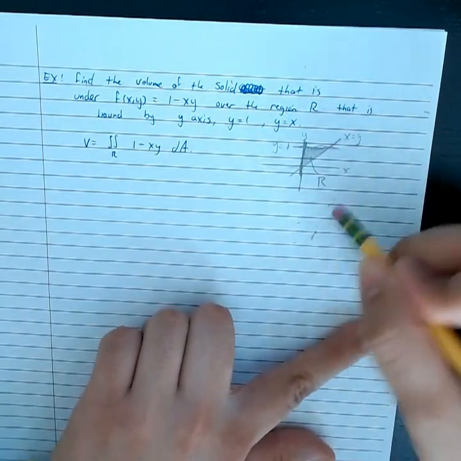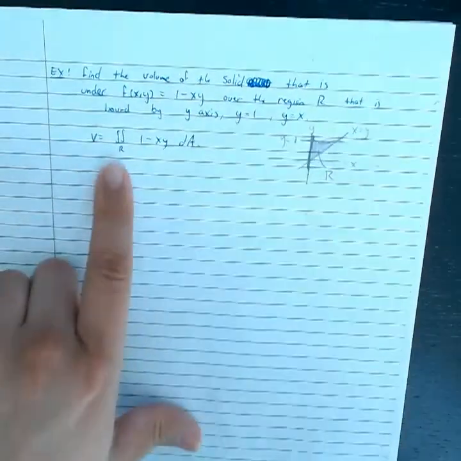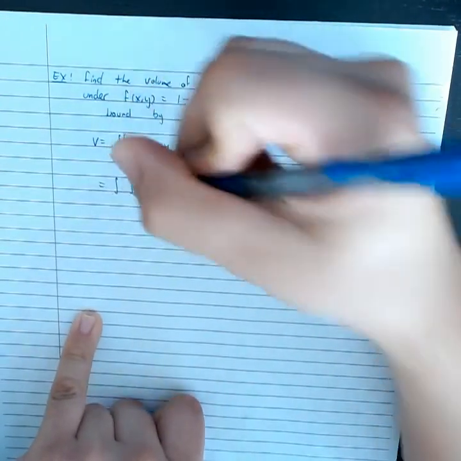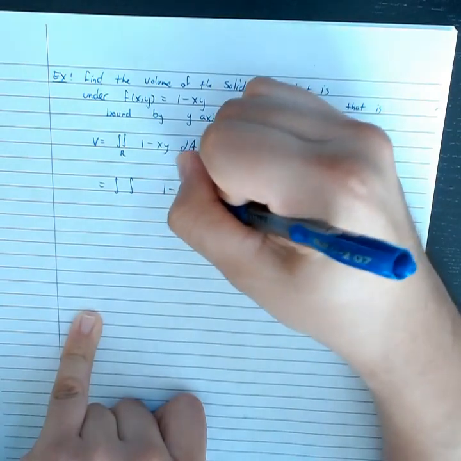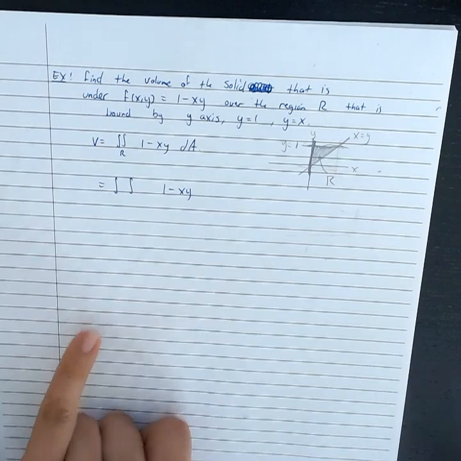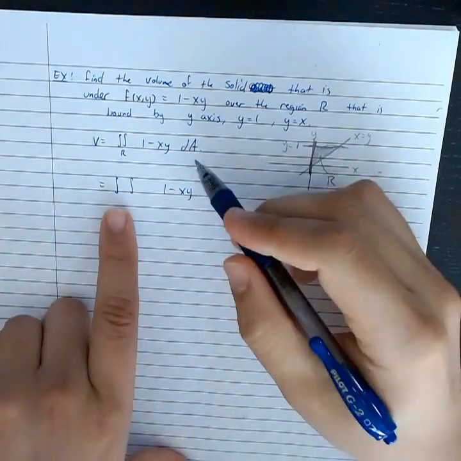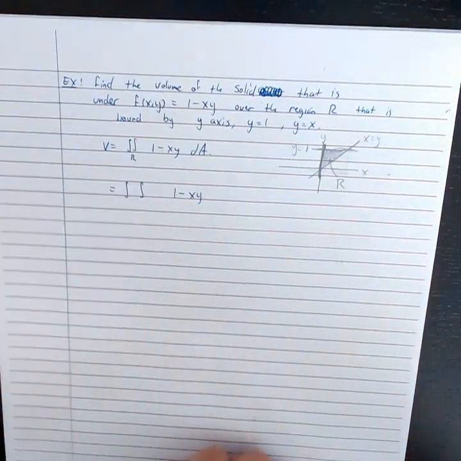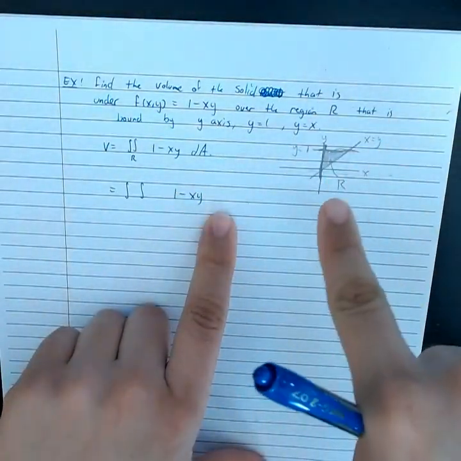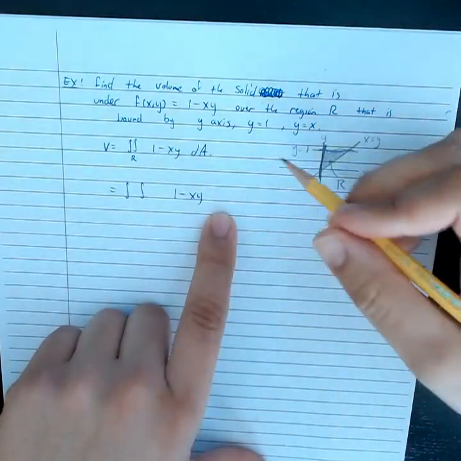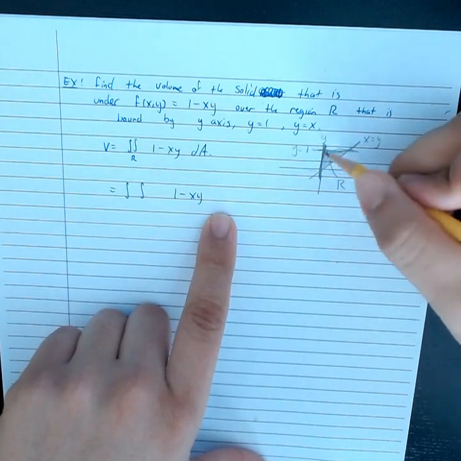All right, so let's go ahead and describe this as an iterated integral. Notice when you write this as an iterated integral, your integrand doesn't change. It's still 1 minus xy. But now dA is going to be written as either dx dy or dy dx. Doesn't matter which one for this particular case, but I have to make the choice.